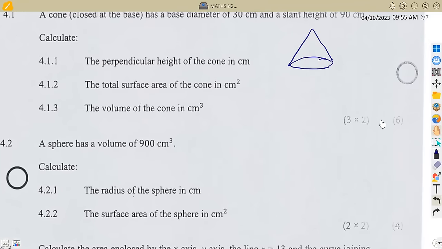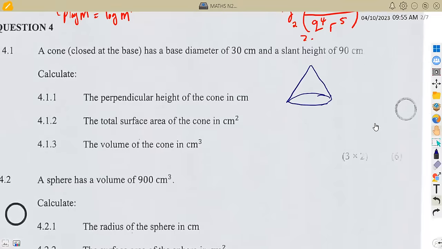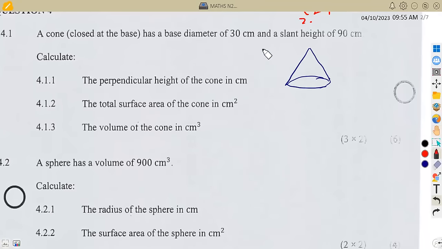So if you have to check, we are given the diameter, that is the base diameter of 30 centimeters. So from the diameter, we can determine the radius, which is diameter over 2. So that's 30 over 2 in this case, which is 15 centimeters. So we are given a radius of 15 centimeters in this case of the cone. So we do not have the perpendicular height. We are given the slant height, which is our L, which is the slant height of 90 centimeters in this case.